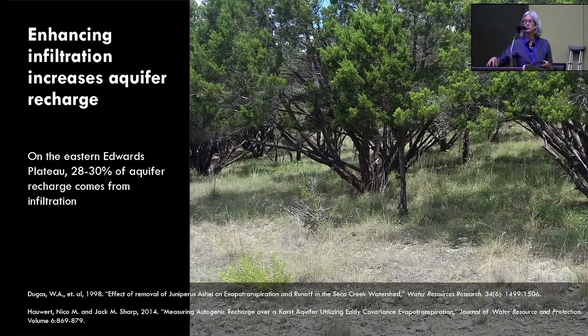For a long time, it was believed that only about 5% of the rain infiltrating into the ground was recharging aquifers. Then they learned, oh no, actually it's like 28 to 30%. And that means it is so much more important to do everything possible to infiltrate, because when you infiltrate, not only are you recharging the aquifer, but you're also decreasing downslope flooding and erosion.